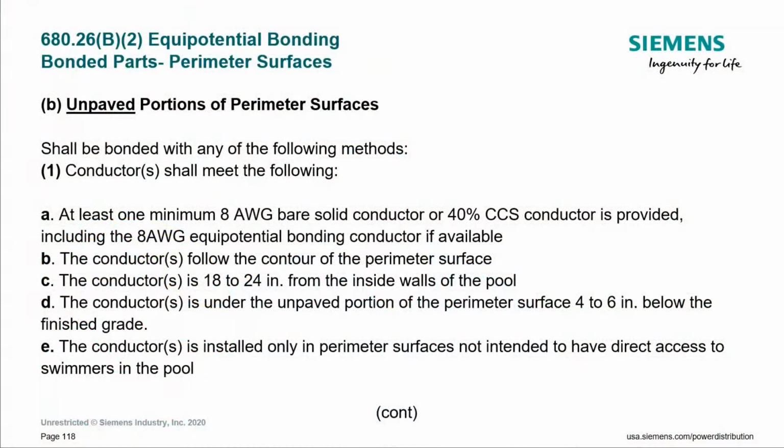It says a wire or conductor shall meet the following. Number one, it says at least one minimum 8 AWG bare solid conductor or a 40% copper clad steel conductor is provided, including the 8 AWG equipotential bonding conductor if available. Okay. I'm not sure how that flows, but basically one 8 AWG bare, okay, minimum.